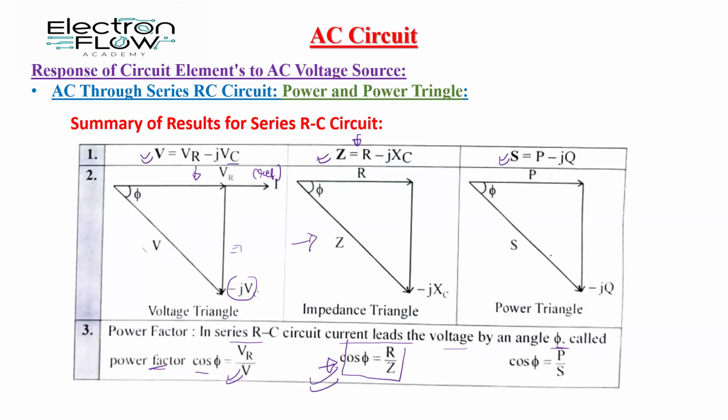Lastly, the power triangle, which we achieved from the equation S is equal to P minus jQ. If I need to calculate the power factor from this, cos phi is equal to P divided by S. So this is the overall summary of the series RC circuit.